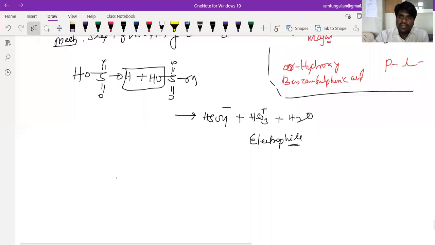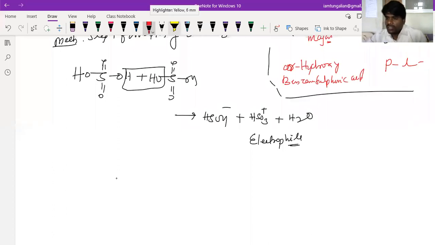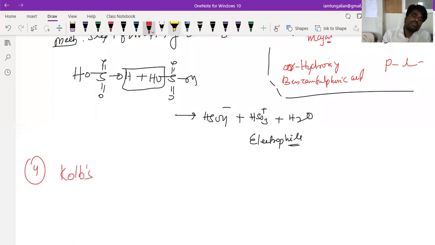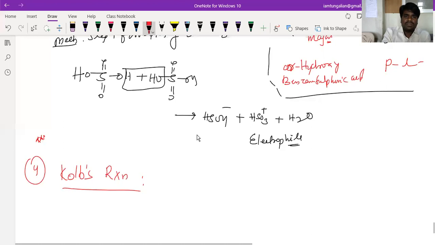Now, if I talk about the next reaction, which we call Kolbe's reaction, this is also a very important reaction. Kolbe's reaction is very important for the board examination also. All the reactions are important. See what Kolbe's reaction means.